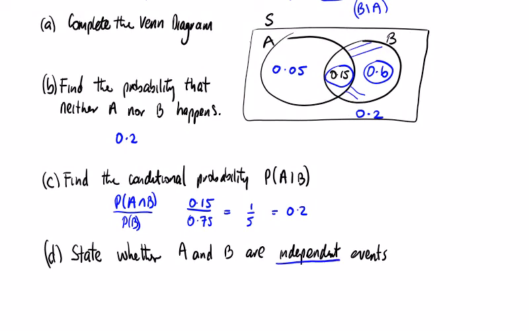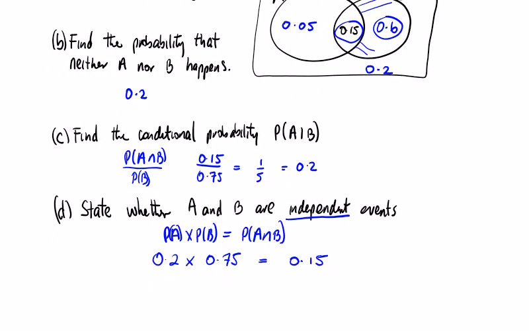So we can use the A given B part, or we could say if we do it, the probability of A multiplied by the probability of B equals the probability of A intersection B. Probability of A is 0.2. The probability of B is 0.75. Is that equal to 0.15? Well, 20% of 0.75 is 0.15. So you could say, therefore, events are independent.